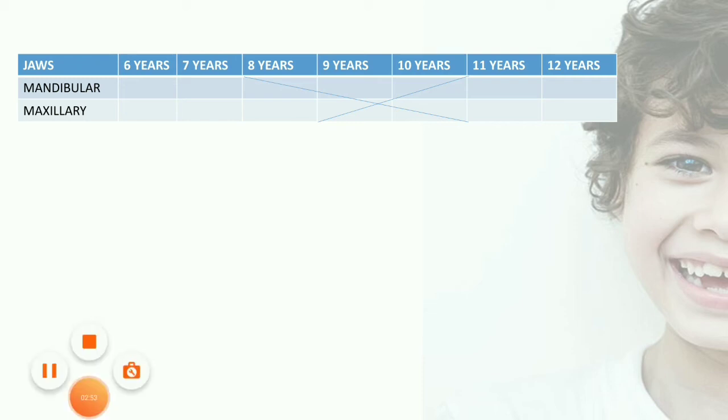Now we'll revise the sequence again in the form of a table. At the age of 6 years, first we get mandibular central incisors and mandibular first molar, that is tooth number 1 and 6. Then we get maxillary first molar. At the age of 7 years, we get maxillary central incisors first, followed by mandibular lateral incisors. At the age of 8 years, we get only maxillary lateral incisor, whereas there is no eruption in the mandibular arch.